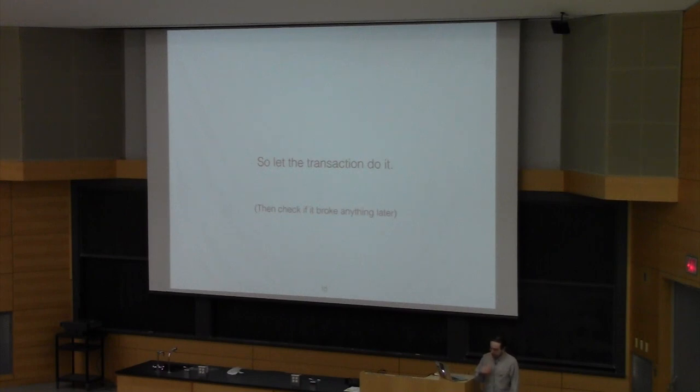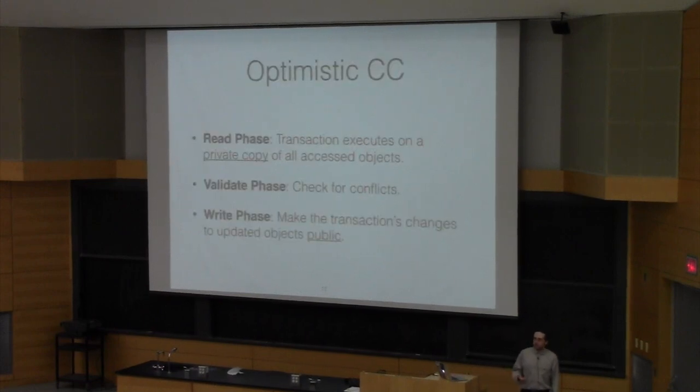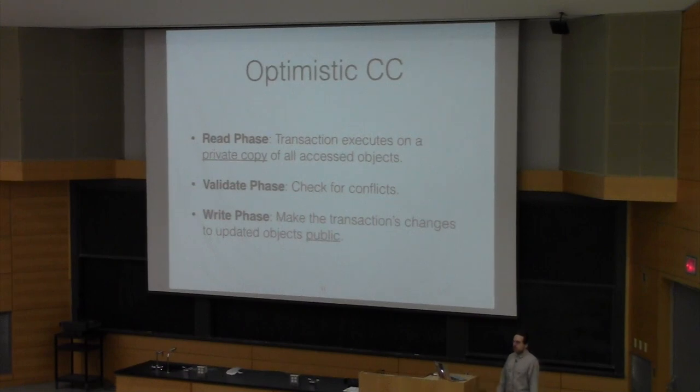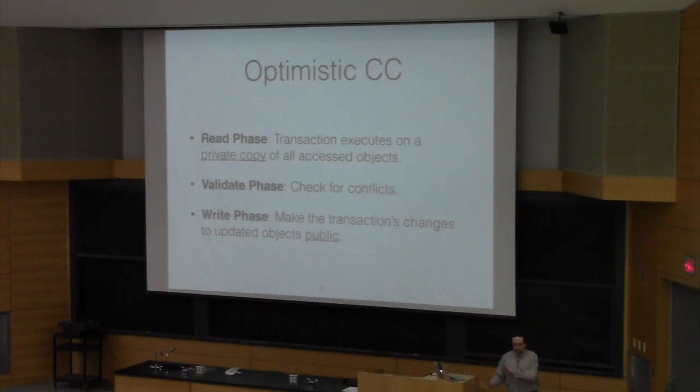So this leads us to an approach to concurrency control that's called optimistic concurrency control. And the idea is, well, we're going to let you do whatever you want. Modify these variables, modify those variables, do whatever you want, and we're going to assume that you're not going to break anything. And that's why it's called optimistic, because you're assuming that nothing is going to break. But if something does break, we need a way to go back and reset anything that you've done. Okay, so optimistic concurrency control.